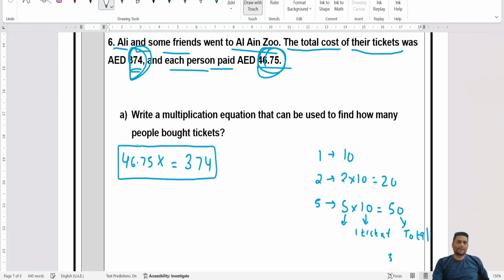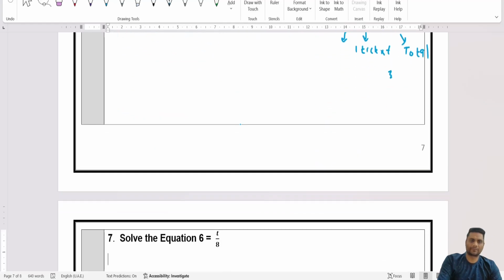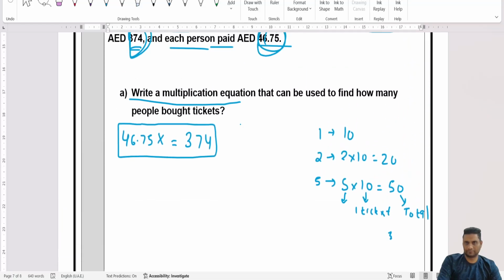Okay. In part A, he just said write the equation. So we will only write the equation. Next part. Class, only write the equation only. Okay, only equation. Finish.